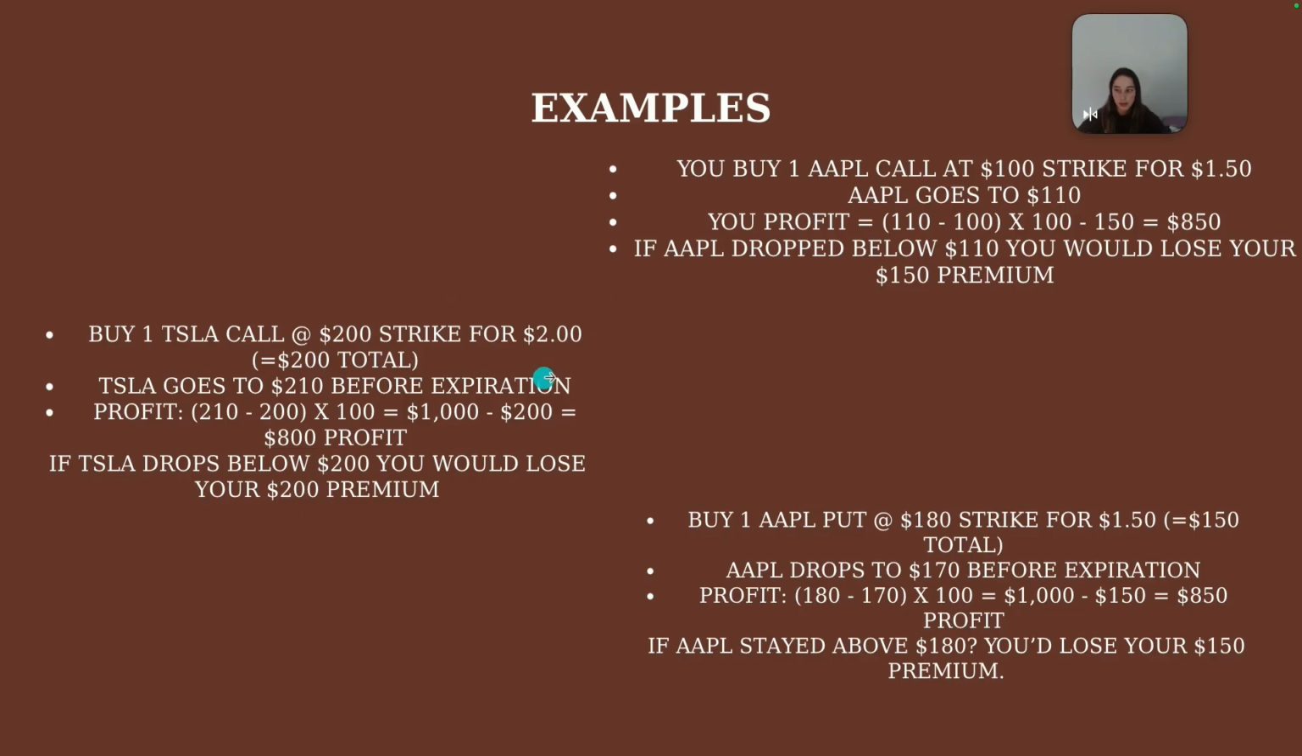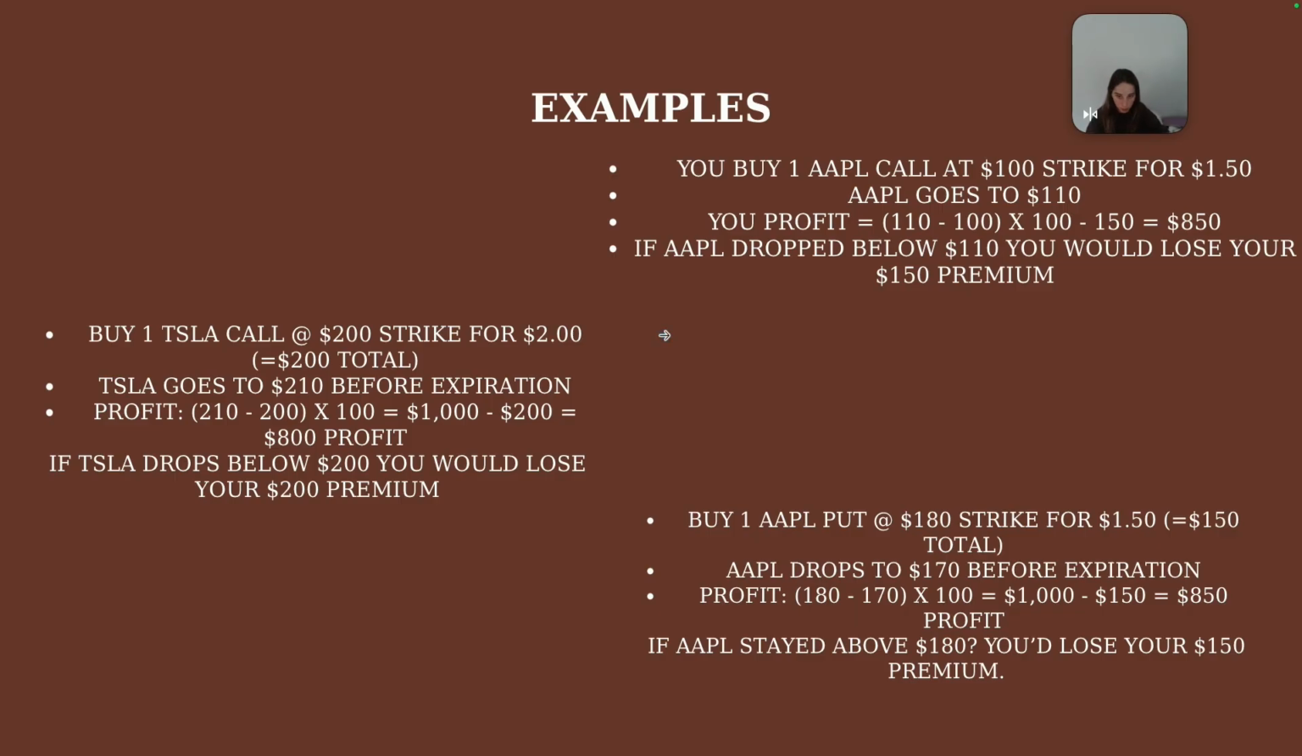And then, for example, over here, let's say you buy a Tesla call at a strike price of $200 for $2, so $200 total price of the contract. So if Tesla goes up to 210 before expiration, you profit that 210 minus 200, so $10 times 100 equals 1,000, minus 200 of what you paid for, and then $800 profit. If Tesla drops below 200, you would lose your 200 premium, the price you paid for. Again, hopefully it stops.